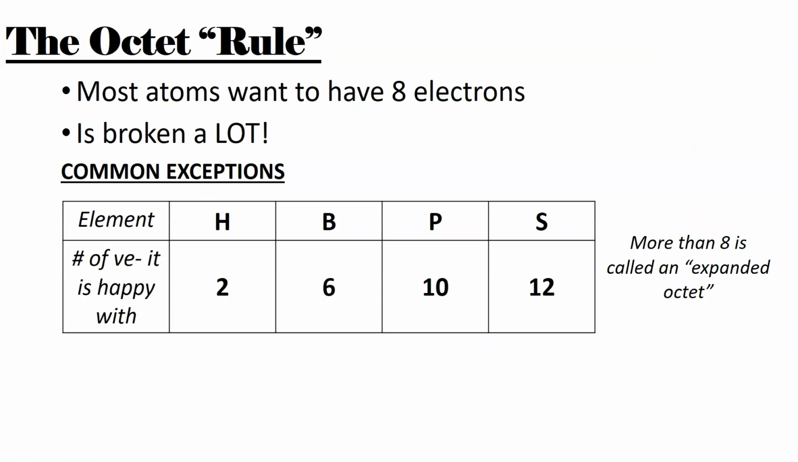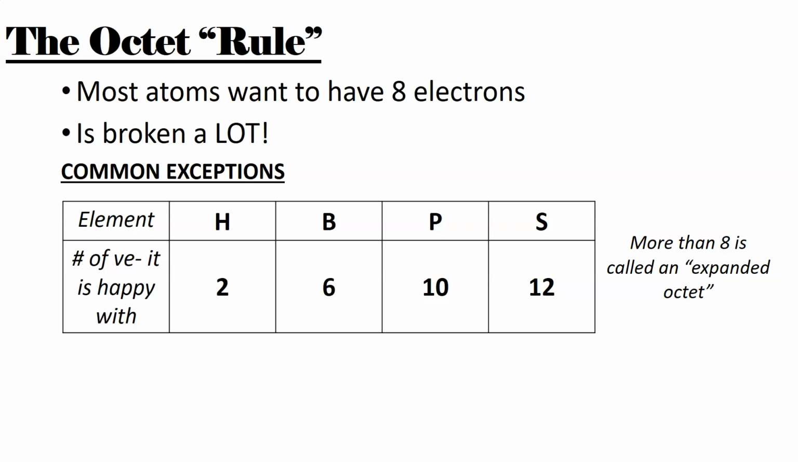We're going to have something called the octet rule. You're going to notice that I put it into quotation marks because it's not a very good rule. The idea here is that most atoms want to have 8 electrons to have a nice full valence shell. The problem is this is broken a lot. For a rule, it gets broken sometimes more than it gets followed. So it's a good starting point, but you have to understand that when we say there are exceptions, this time they are common exceptions.